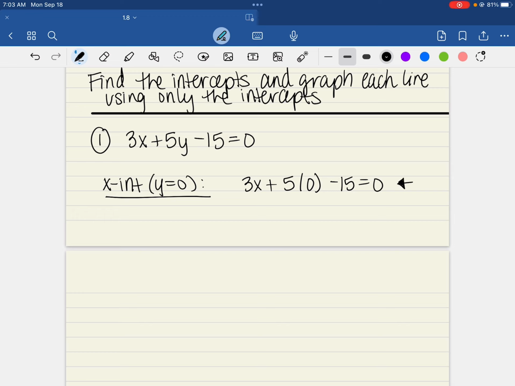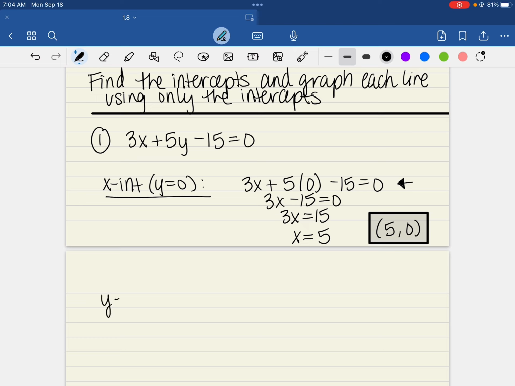From here, we can simplify. 3x minus 15 equals 0. Add the 15 to the right, divide, and we get x equals 5. Now, how does that correlate as the coordinate point? Well, you got to substitute back in. So my coordinate point is 5, 0.